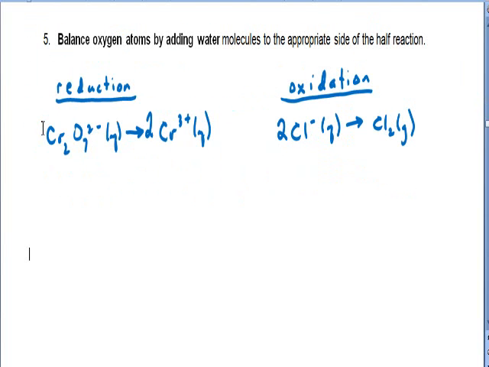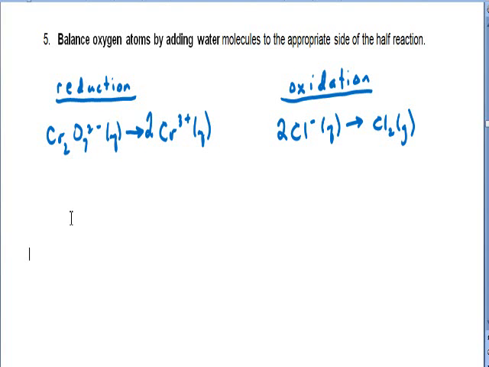The next step in the strategy, now that we've balanced the actual atoms being oxidized or reduced, is to balance the oxygen atoms that may appear in either half reaction by adding water to the equation. We can add in water molecules because these are aqueous systems and they're surrounded by water molecules, so water molecules are readily available to participate in the reaction.